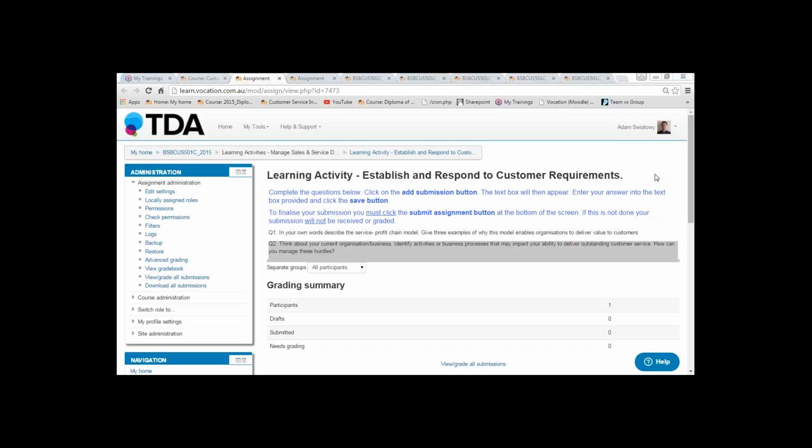Absolutely, absolutely. I'm happy. This is a bit of a creative one for students. They can just use examples to illustrate how to improve customer service really. So yeah, definitely.